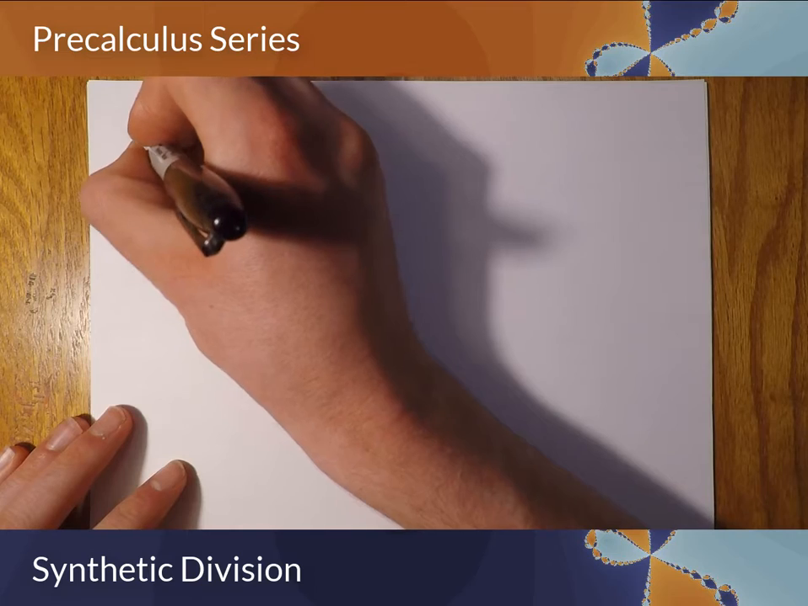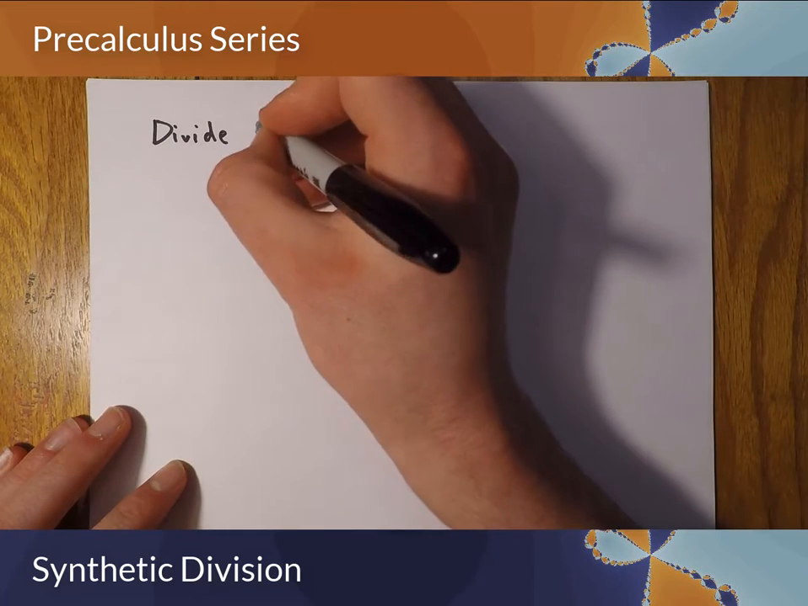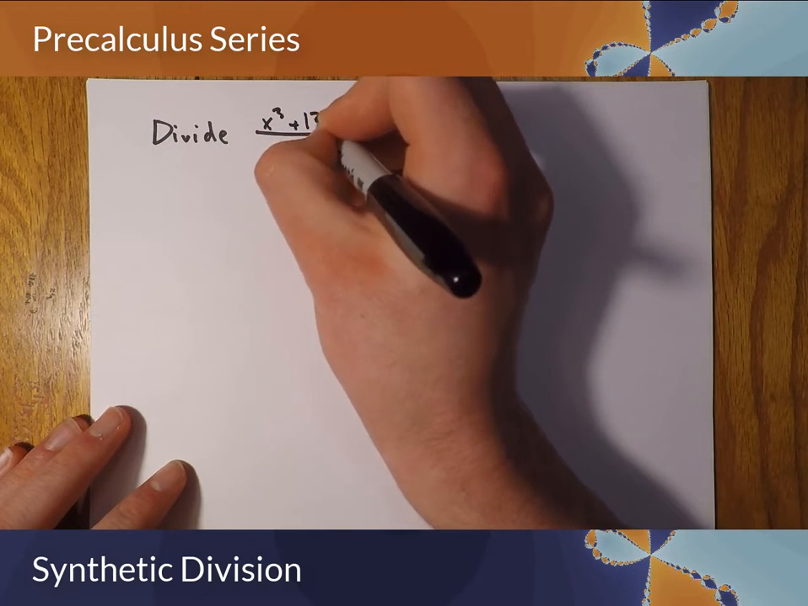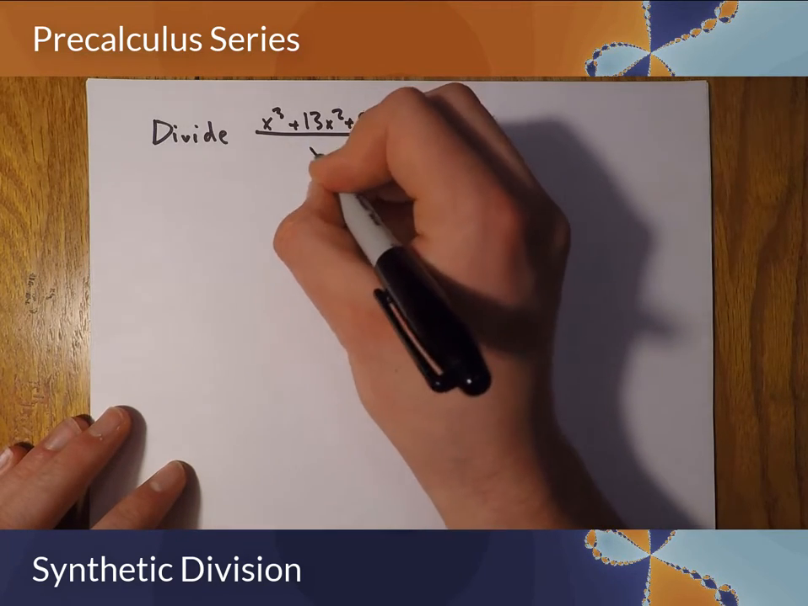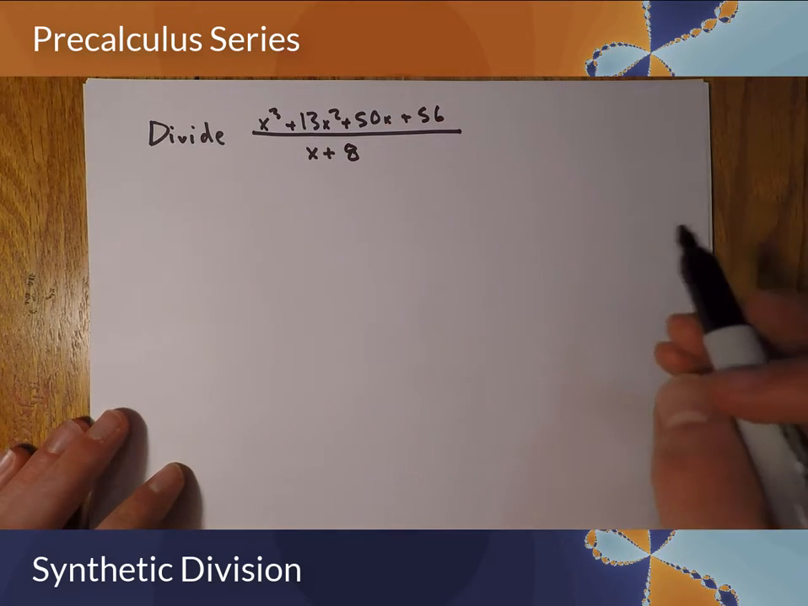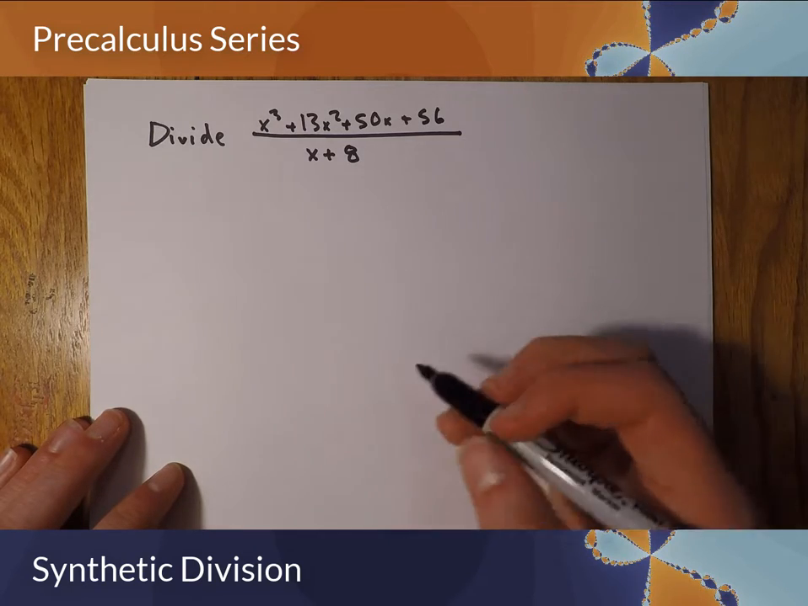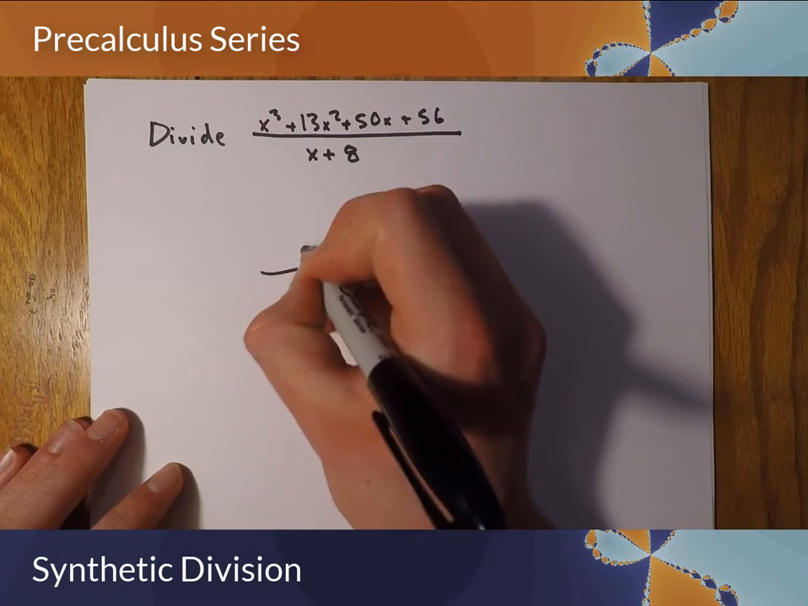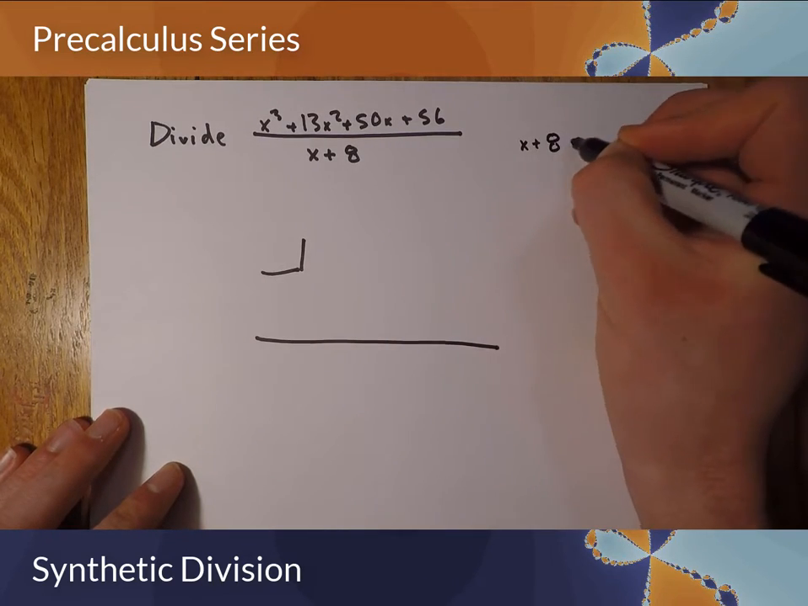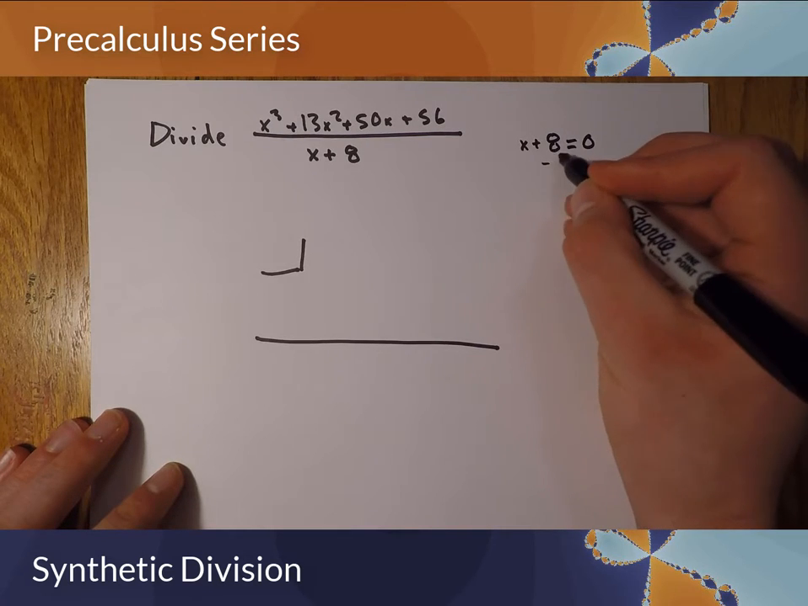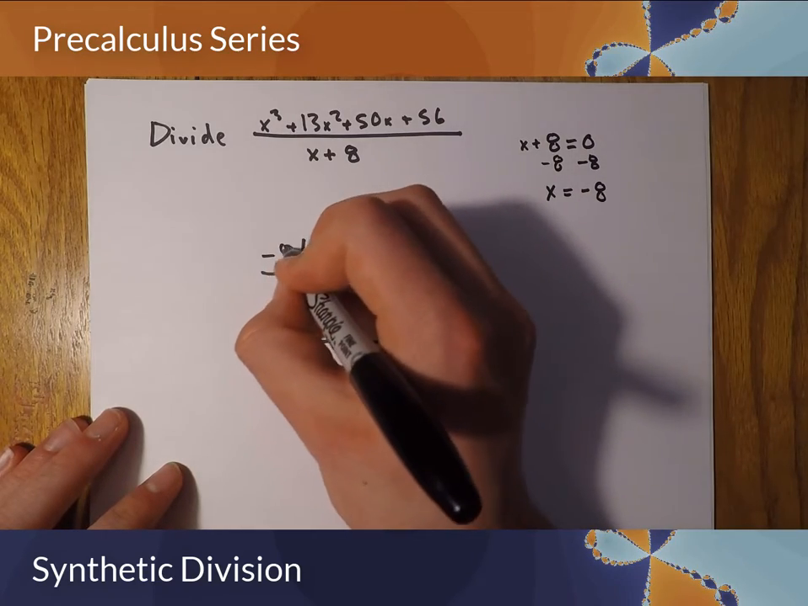Alright, so the next problem I have here is divide x cubed plus 13x squared plus 50x plus 56 by x plus 8. And this is the exact same problem that I did for my second example in the long division video. So if you want, you can contrast it with that. So let's set up the synthetic division problem. Alright, so x plus 8 equals 0. And then we need to find what x equals. We know x equals -8. So we put -8 inside this box.